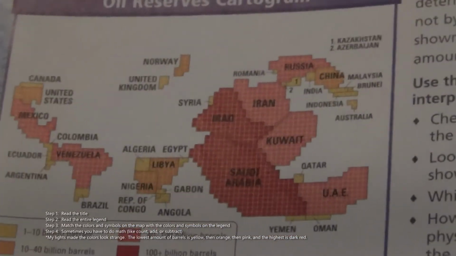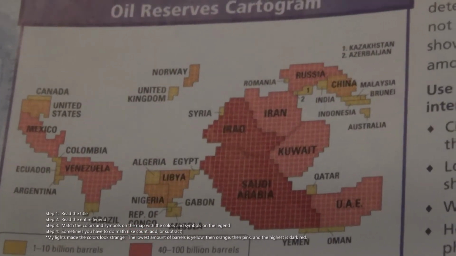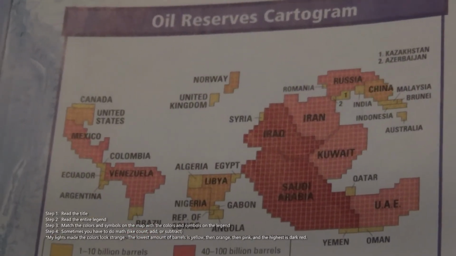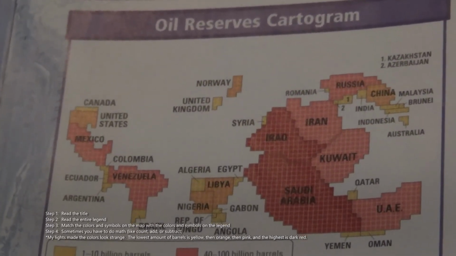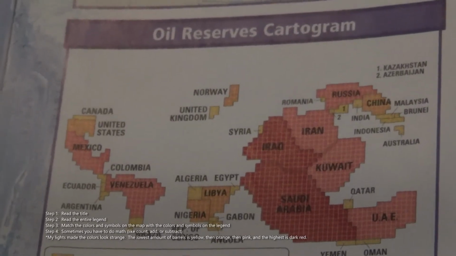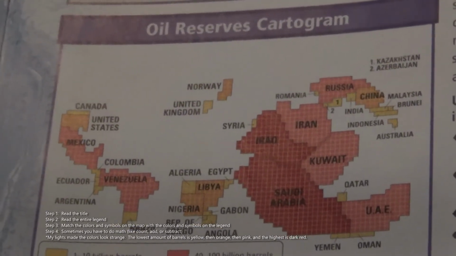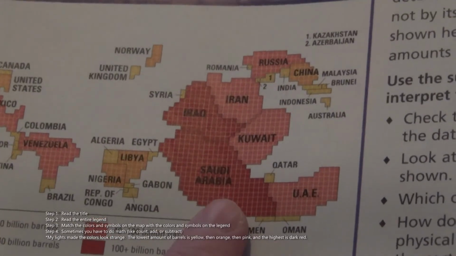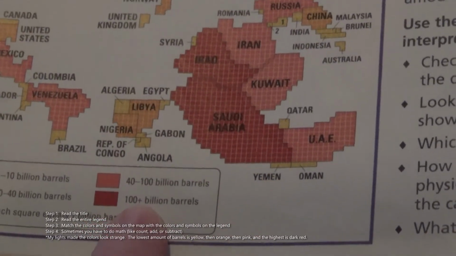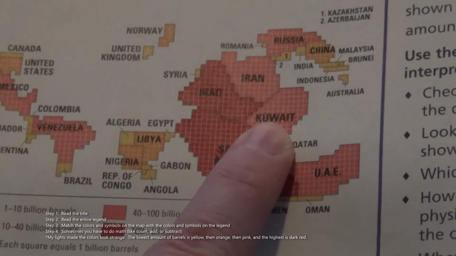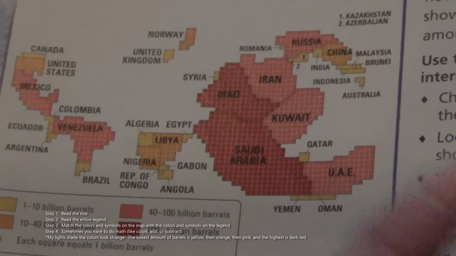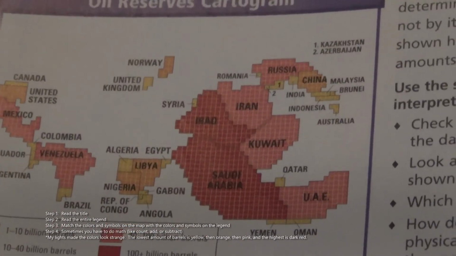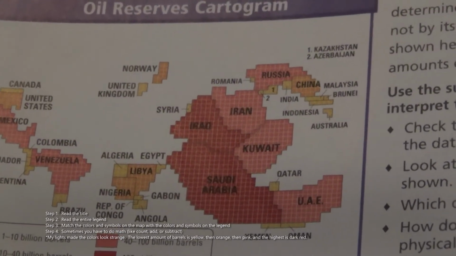Alright, let's do another question. Who has more oil? Kuwait or Saudi Arabia? Now this should be really easy. You don't even have to count because you can tell that Saudi Arabia is a dark red, which means 100+ billion barrels, and that Kuwait is this pink color, and that means 40 to 100 billion barrels. So even without counting, you can tell that Saudi Arabia has more oil. Not only that, but Saudi Arabia just looks bigger.